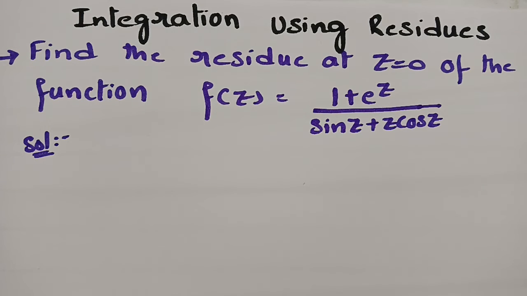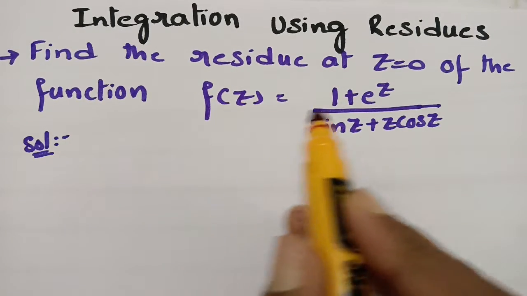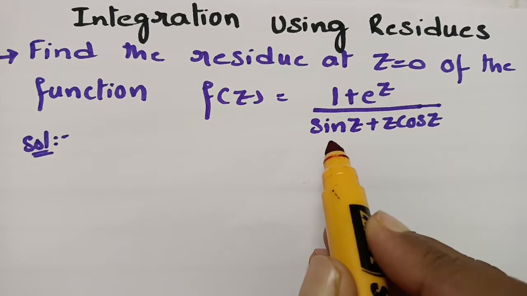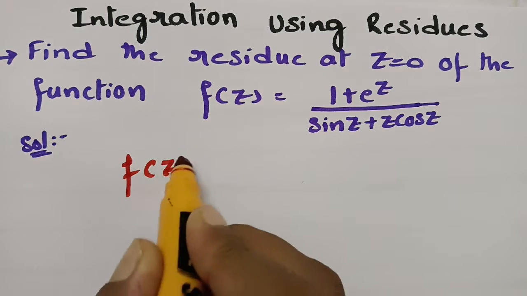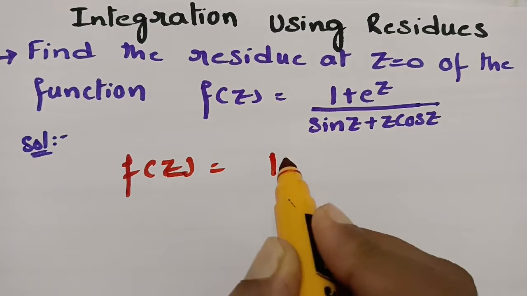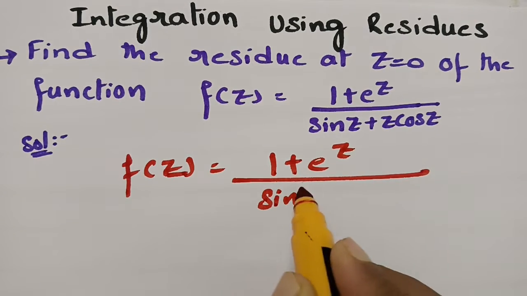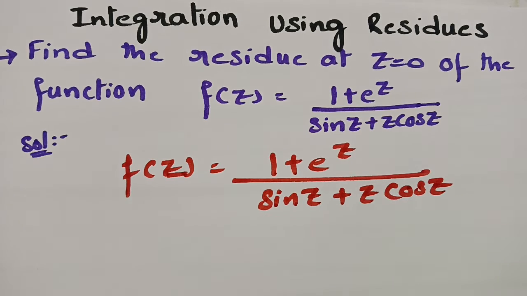In today's video, we are going to find out the residue at z = 0 of the function f(z) = (1 + e^z) / (sin z + z cos z). Here the function f(z) is given as 1 plus e power z by sin z plus z into cos z. Now, we have to find the residue at the point z = 0.